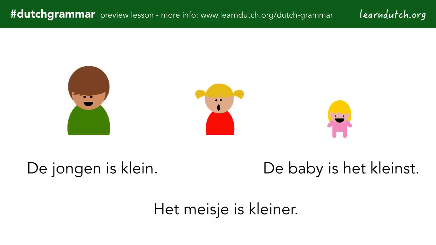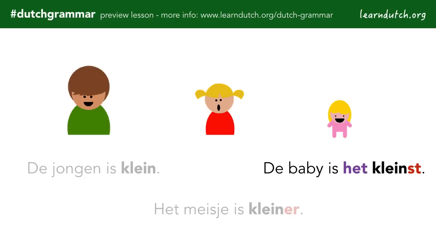You see the ending of the words klein? In sentence 2 there is er, and in sentence 3 there is st. Those endings show the comparative and superlative degrees. What else do you see in the third sentence? Another word appears. Which one? Yes, it's het.